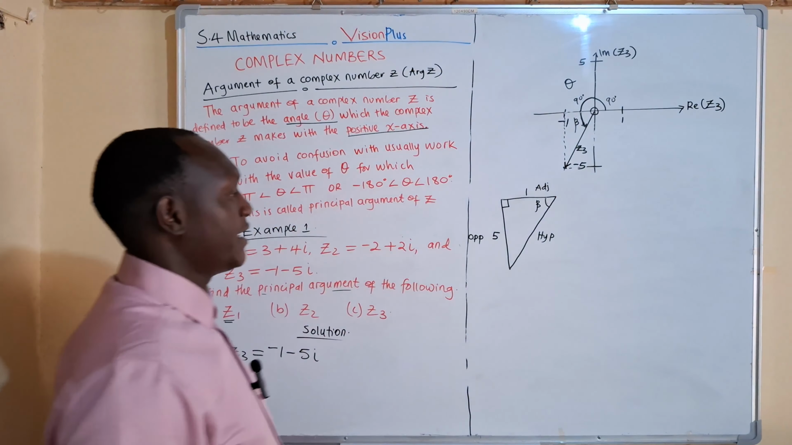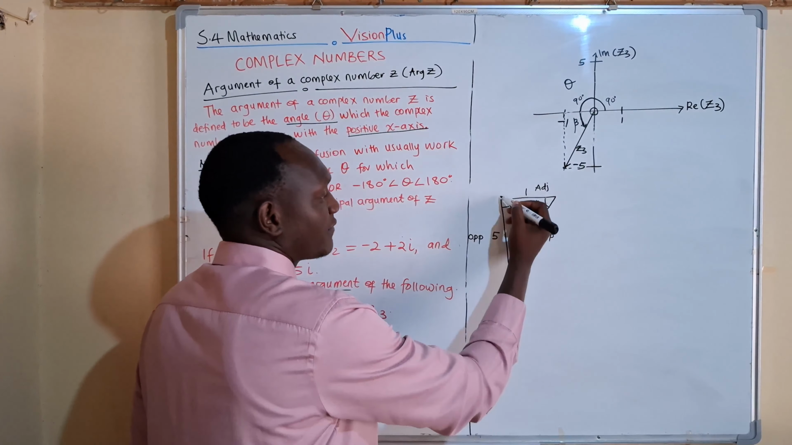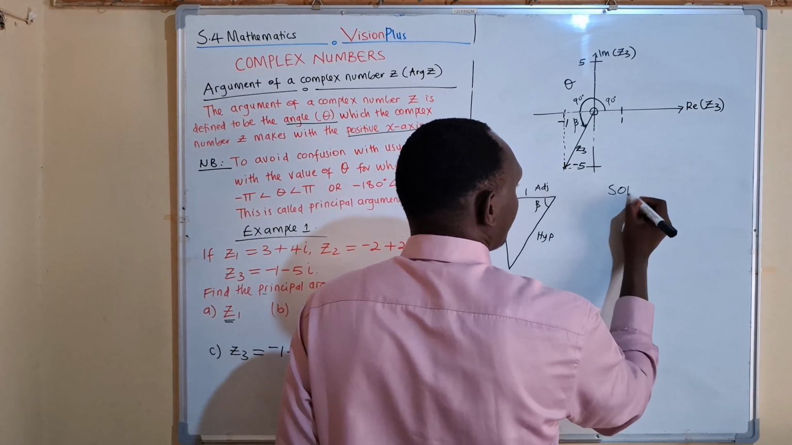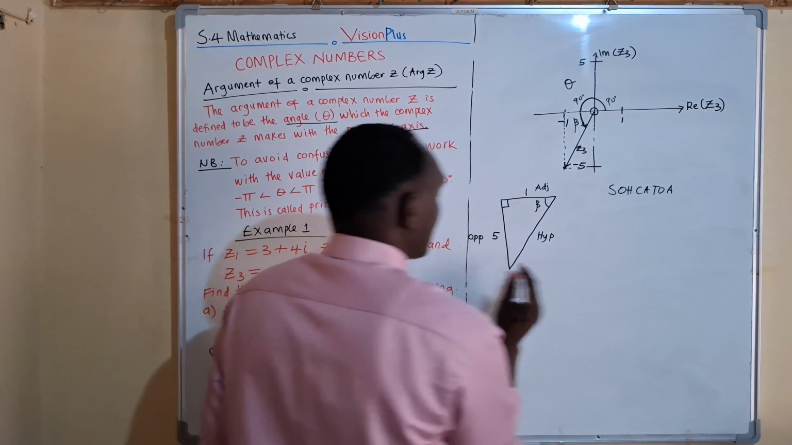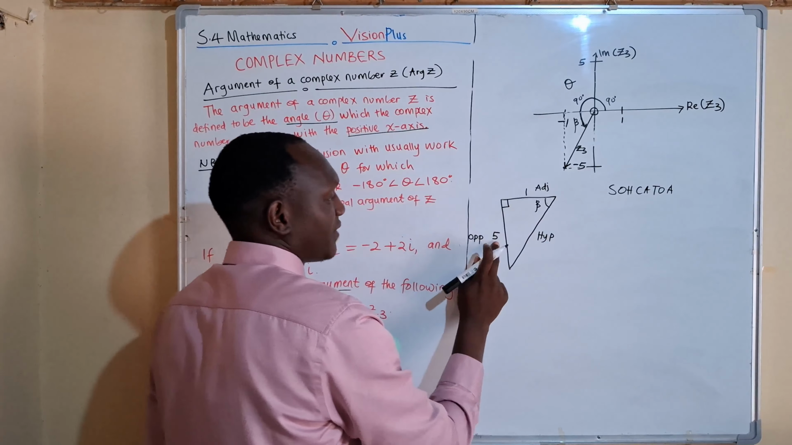Now, if you look here, we have adjacent and we have the opposite. We don't have the hypotenuse. So just come and write your SOHCAHTOA here. Then you come and check. What do you have? You have adjacent, which is 1, and opposite, which is 5.